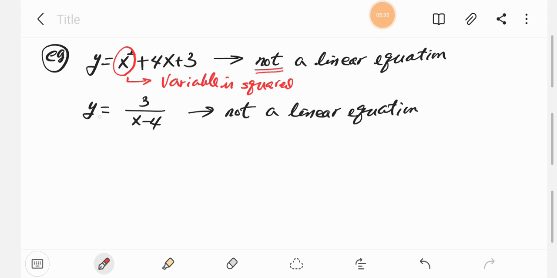How about this one? y equals 3 over x minus 4. This is not a linear equation as well because x is in the denominator. The exponent of the variable x is 1, but since the variable is in the denominator, this is not a linear equation. It has to be in the numerator.